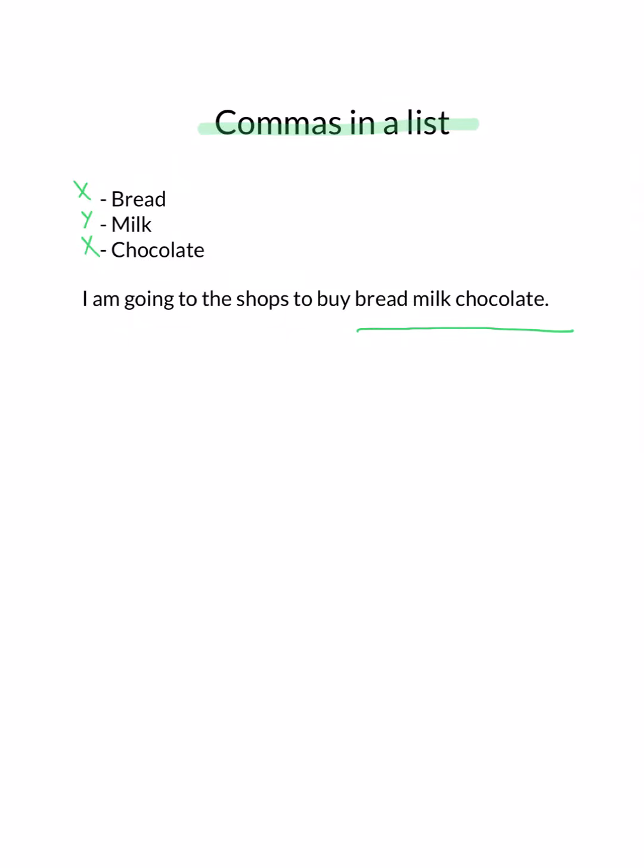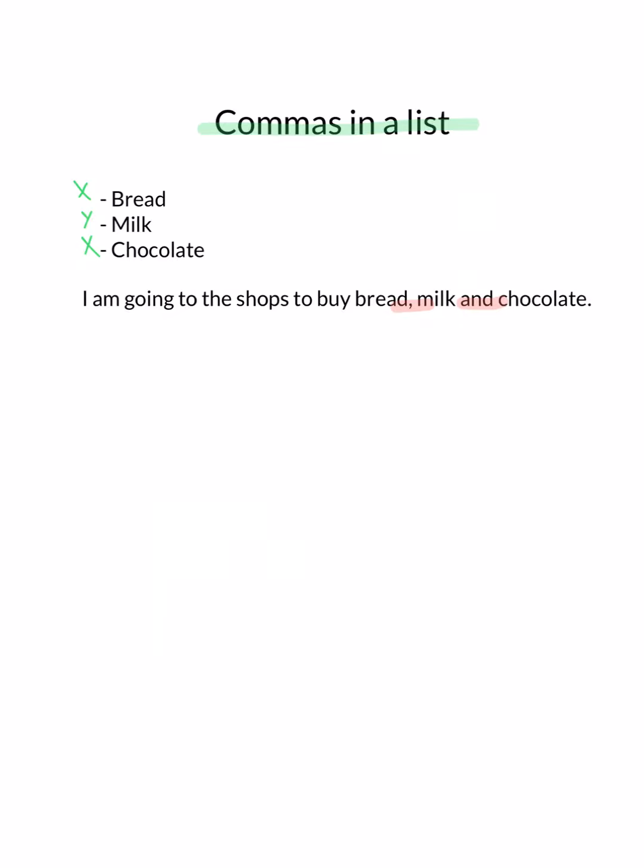As you can see, I haven't used any commas yet. So we need to work out where our commas should go to break up our sentence so it's easier to read. I have added in a comma, which is between the words bread and milk to break up those two words. And I have also added the word and, which you would use at the very end of your sentence.